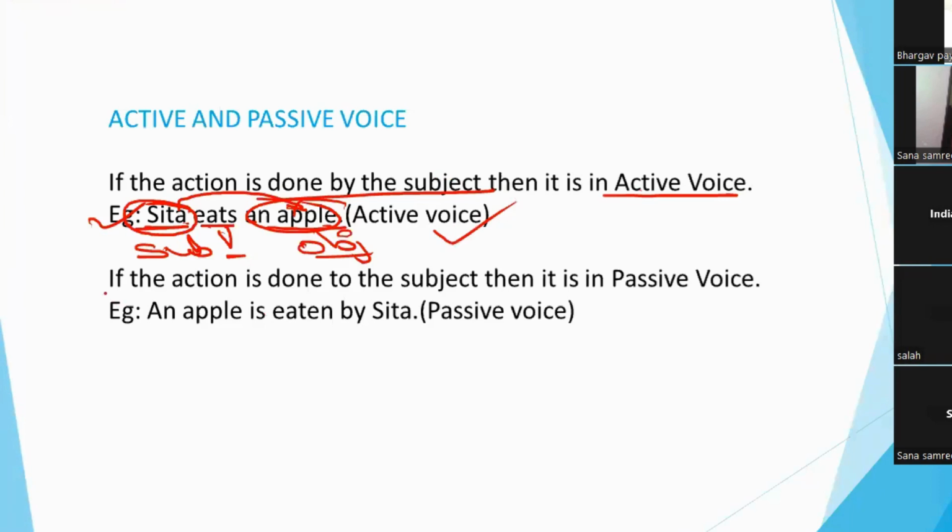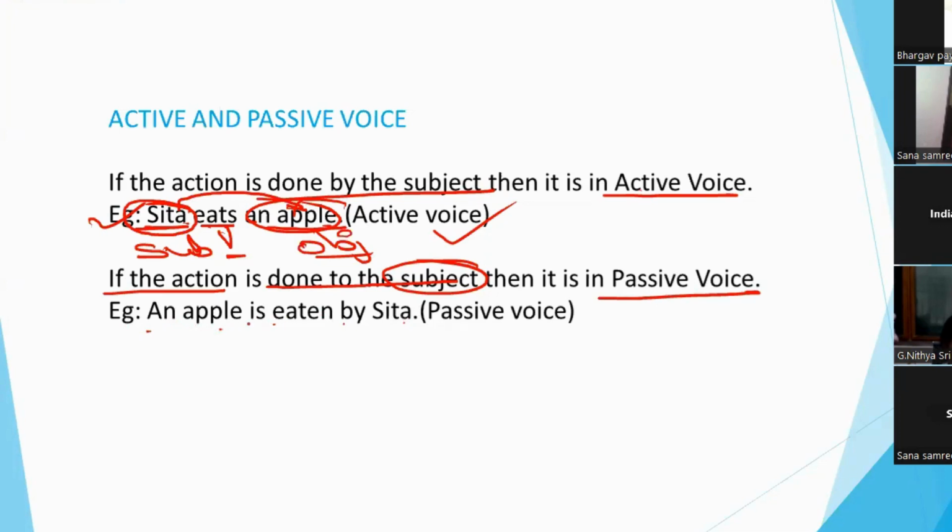If the action is done to the subject, it means if the subject is receiving the action from the object, then we can say that the given sentence is in the passive voice. For example, an apple is eaten by Sita. So first tell me, what is the subject here? Anyone? In this sentence, an apple is eaten by Sita. What is the subject? Sita. Sita is our subject.